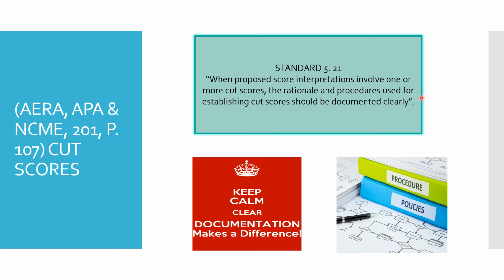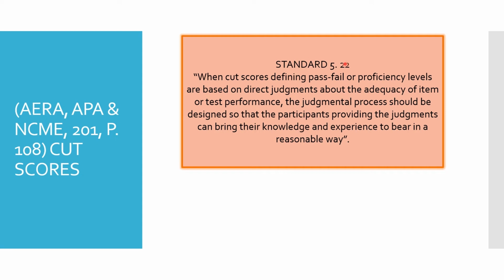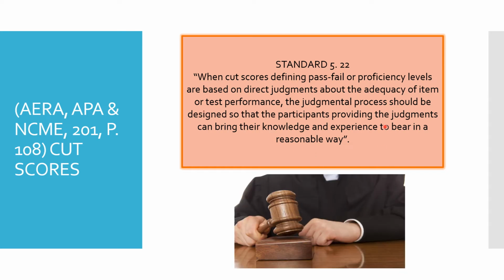So standard 5.22 says that cut scores defining pass, fail, or proficiency levels are based on direct judgments about the adequacy of item or test performance. So for example, in an essay response writing prompt, or the scale that scores and characterizes that borderline examinee, the procedure used to elicit these judgments should result in some sort of defensible standard that reflects the standard setting participants' values and intentions. So in other words, there must be some sort of congruency between the judges, the standard setting participants, and the KSA, or the knowledge, skills, and abilities that are expected from the test taker.